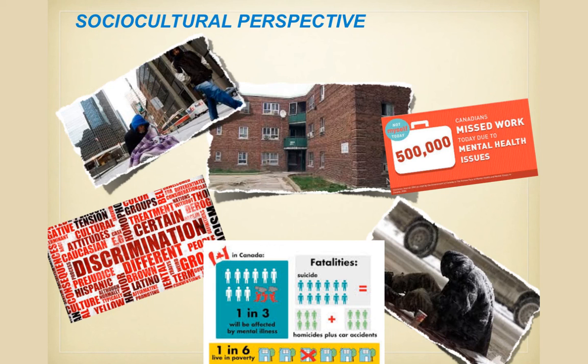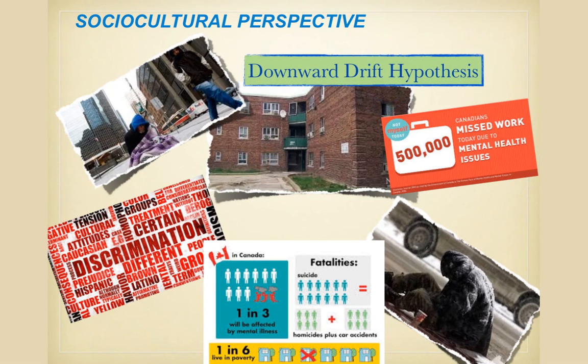Now, there is another term that's used. It's called the downward drift hypothesis, concerning the relationship between mental illness and social class. It's the argument that illness causes one to have a downward shift in social class. The circumstances of one's social class don't cause the onset of mental illness, but rather it's the individual's deteriorating health that occurs first, resulting in lower social class attainment.